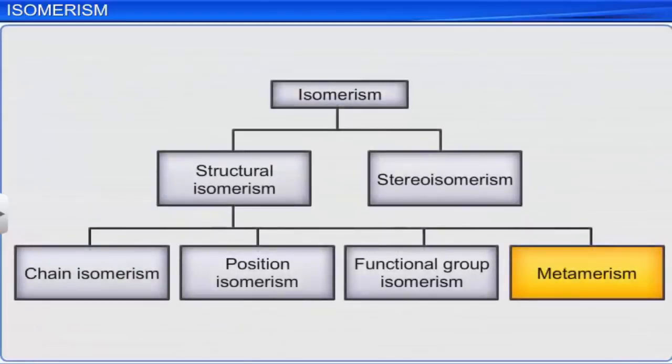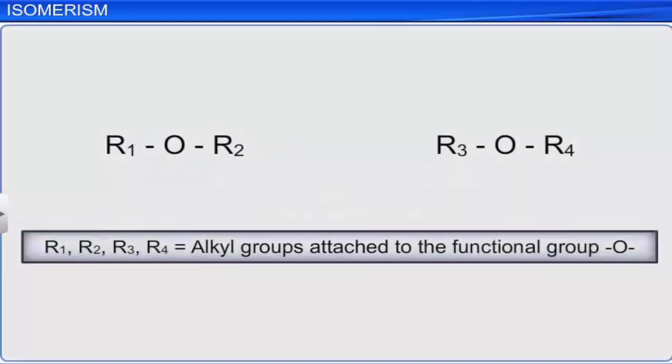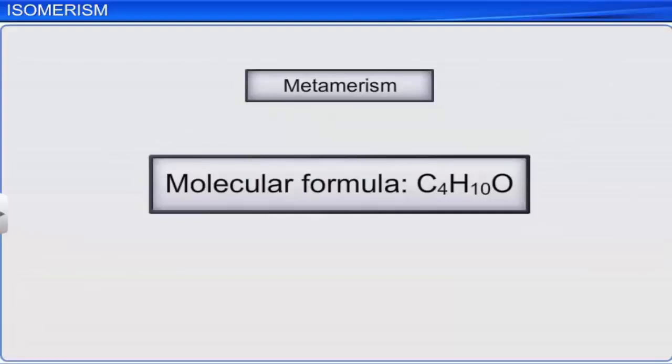Finally, let's look at metamerism. Compounds that have the same molecular formula but different alkyl groups attached to the same functional group are called metamers, and the phenomenon is known as metamerism. This type of isomerism occurs due to the difference in the nature of the alkyl group attached to the functional group. Metamers always belong to the same homologous series. Let's consider the molecular formula C4H10O.